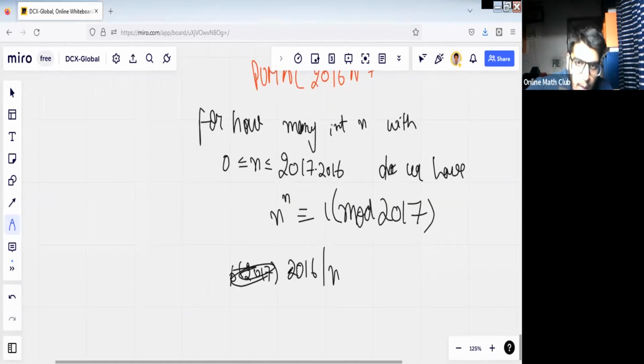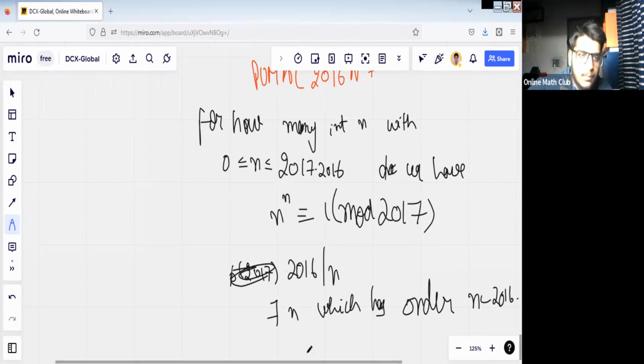It's possible to have order, let's say there exists some n which has order less than 2016. It's possible, right? The order should divide this thing. So it's possible to have order even as 2. Does it make sense what I'm trying to say?